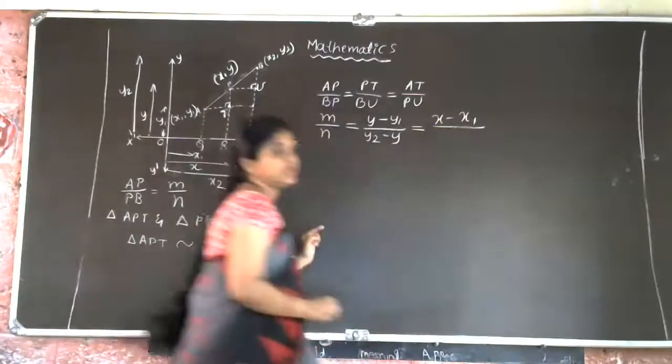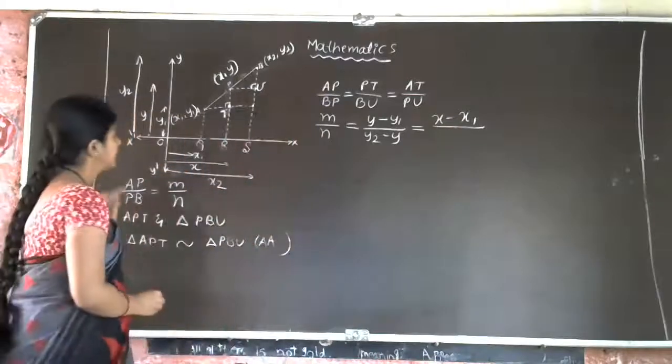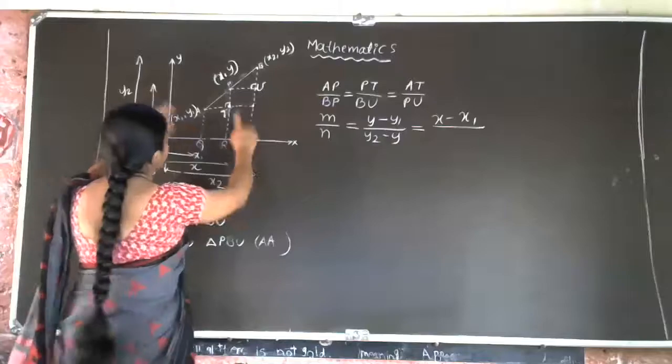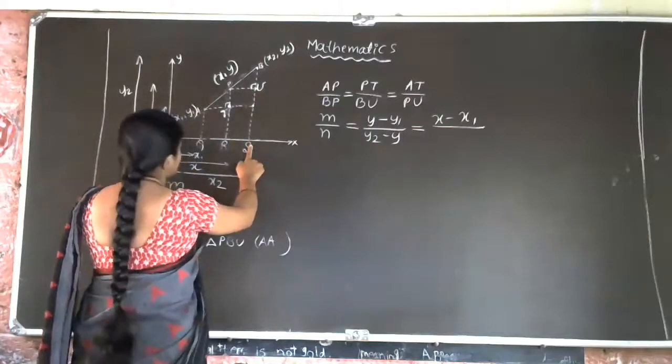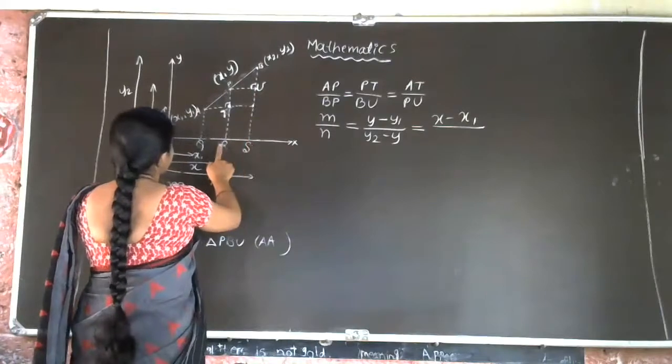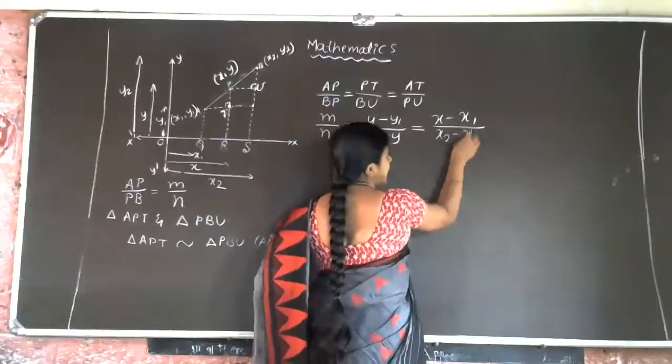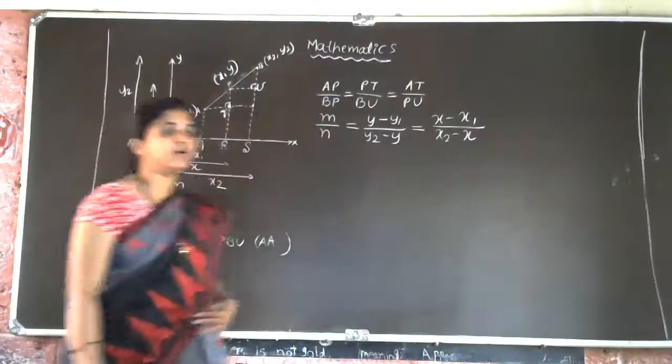Next, Arun Kumar raised his hand. PU. X2 minus X. PU is this one, no? This measurement, in the sense that the total is X2. If we subtract X from that X2, you will get this distance, correct? X2 minus X. Very good, Arun. Very good, students.